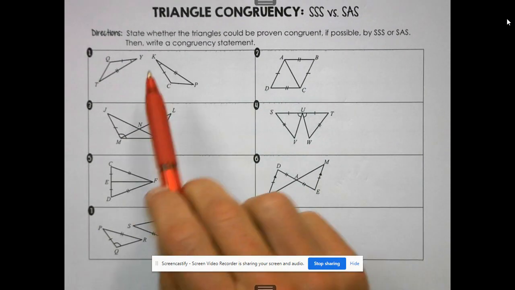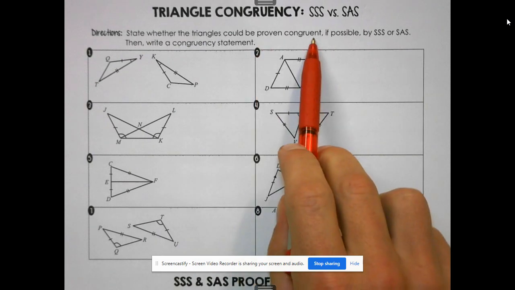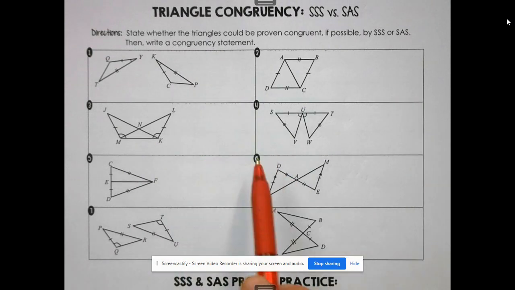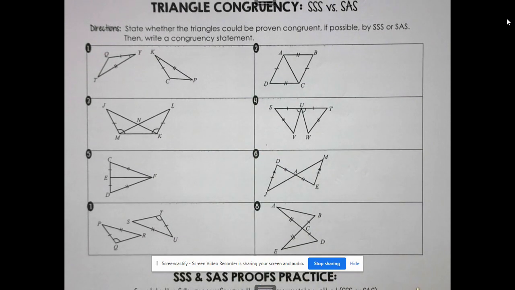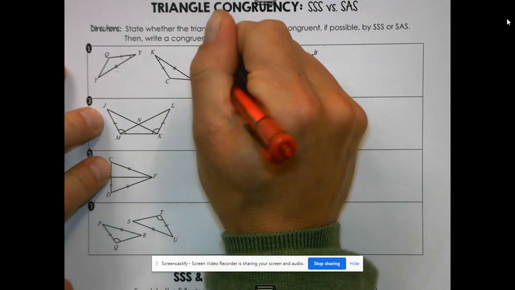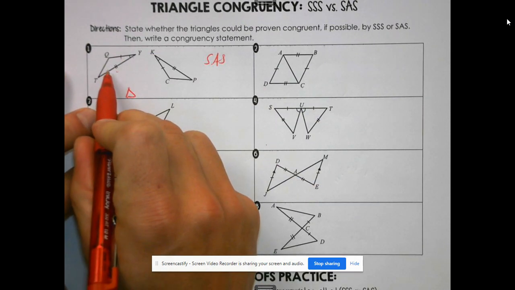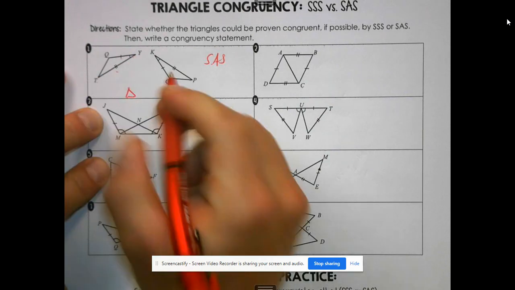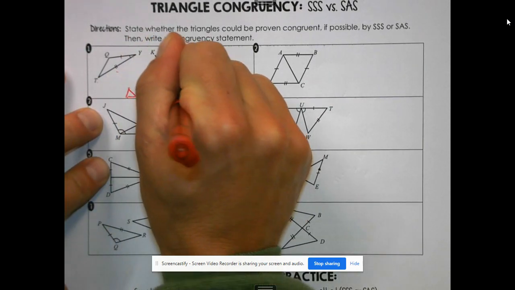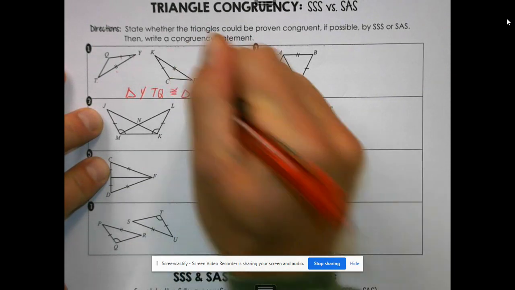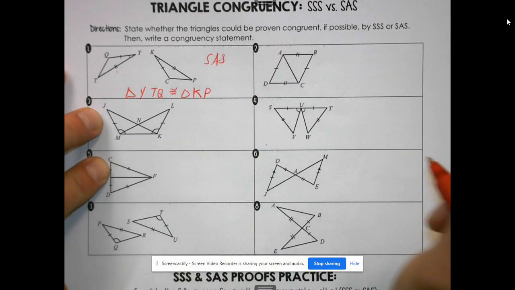All right, directions. It says state whether the triangles can be proven congruent, if possible, by side, side, side, or side, angle, side. Then you have to write your congruency statement. You will see a lot of these on the quiz. Take this section seriously. All right, 1, I can say side, angle, side. Congruency statement, first triangle, any order you want. I'm going to go YTQ. And that is congruent to Y matches with K, T matches with P, and Q matches with C.